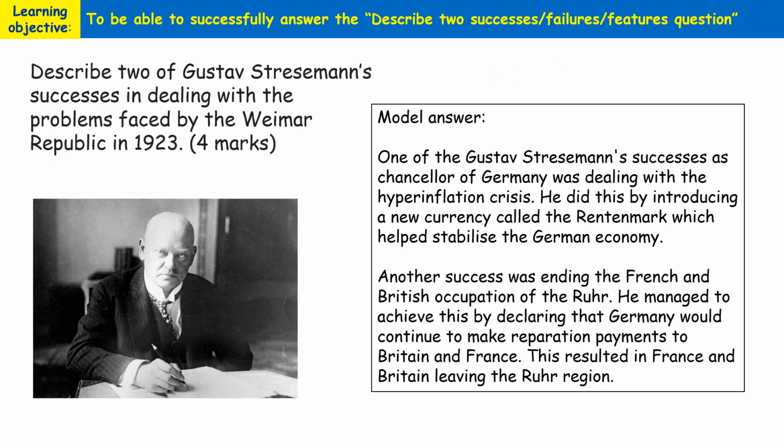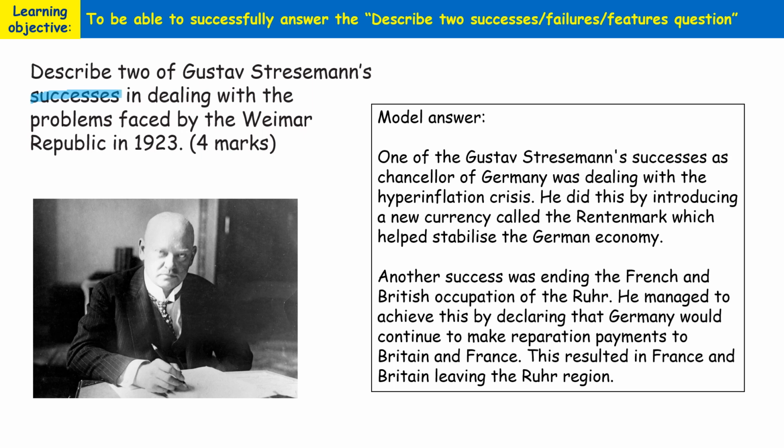So here's our example question. Describe 2 of Gustav Stresemann's successes in dealing with the problems faced by the Weimar Republic in 1923. As I mentioned with my top tips, it's really important you address the focus of the question. So primarily we're identifying and writing about the successes, not the failures, just the successes.